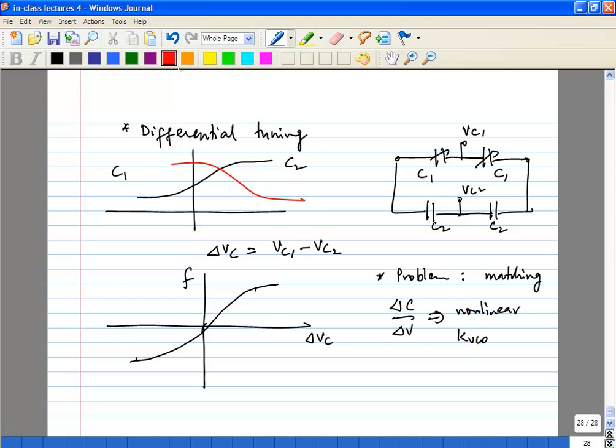What is the point in putting control voltage and then a fixed capacitance? C2 is not a fixed capacitance, that's also a varactor. One is C1, the other is C2. So one problem is you could either have nonlinear KVCO or you could have different slopes. On one side you could have one slope, on the other side a different slope. That matching becomes a problem.